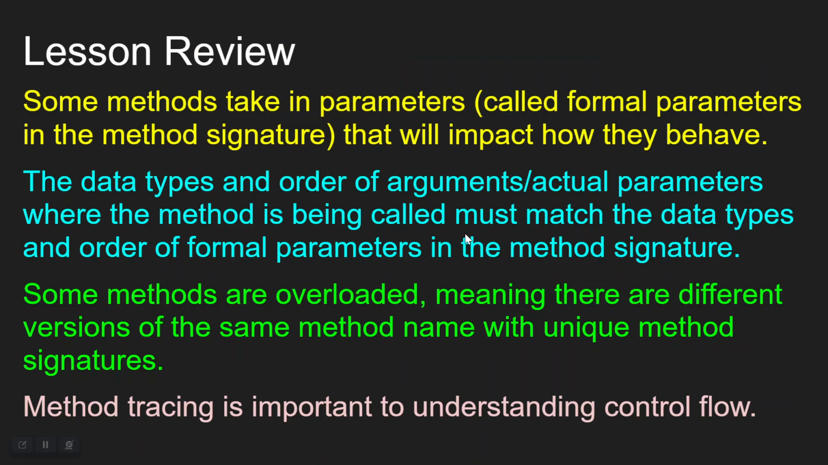Let's go ahead and get to our lesson review. So some methods take in parameters, which we call formal parameters in the method signature, that will impact how they behave. The data types and the order of the arguments or the actual parameters where the method is being called must match the data types and the order of formal parameters in the method signature. And if they don't match, either in data type or in the order that they are being included, that's going to result in an error.